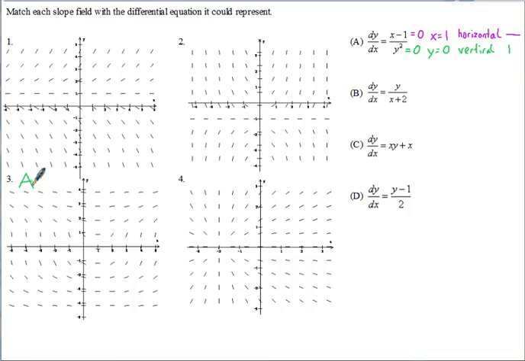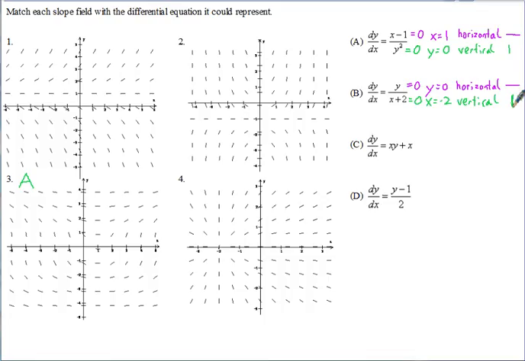And letter B, you can see what makes the numerator 0. That would be when y is 0. Y coordinate 0, we should have horizontal tangent lines. And we said that the denominator equals 0, x equals -2, should have vertical.